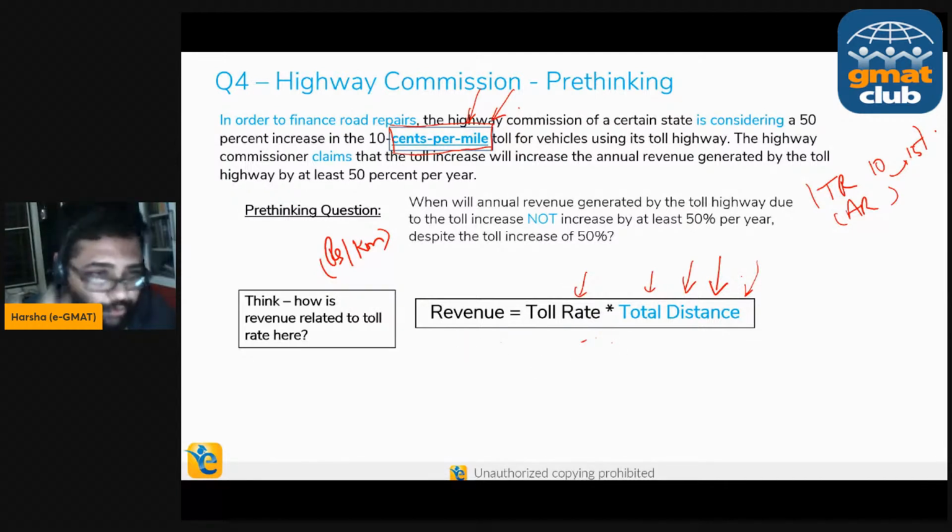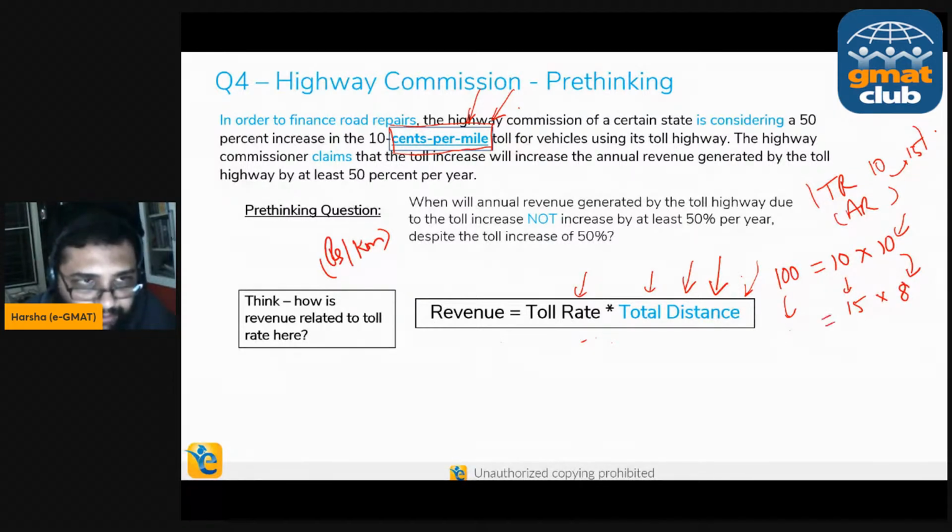And again, you could use very simple examples to understand this. Let's say revenue is 100, toll rate is 10, and total distance covered was 10. Now the toll rate increased to 15. Now ideally your revenue should also have increased to 150. When will your revenue not increase to 150? If this other parameter, that is distance, somehow reduced from its current level. Instead of 10, if it became 8, instead of 150, which is what you would have expected, now you're getting only 120. Your conclusion is breaking down in this one scenario.